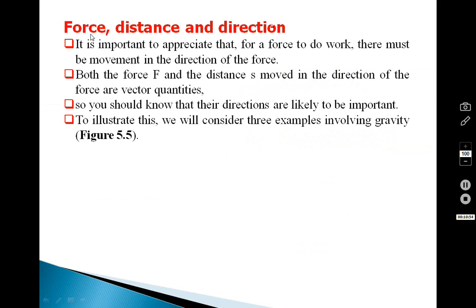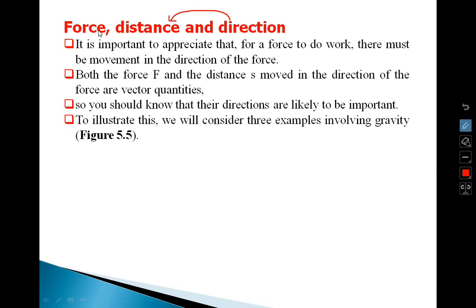Okay, now we will move to another title, which is force, distance, and direction. Here in this subject, we will look at the relation between them. There is a strong relation between force, distance, and direction of the distance. Are they in the same direction or in opposite direction?